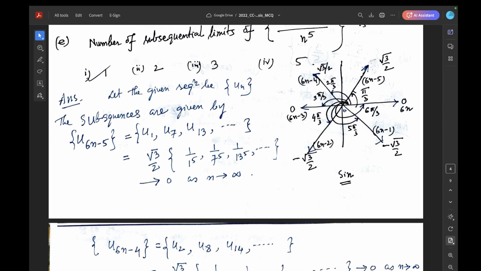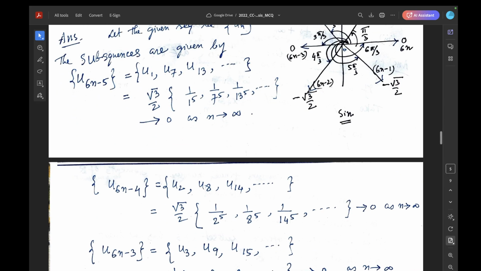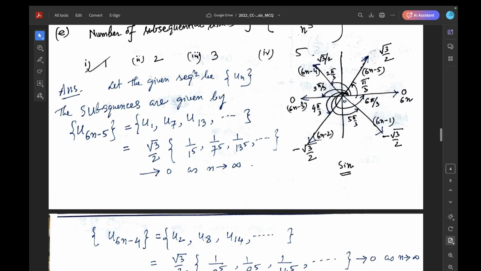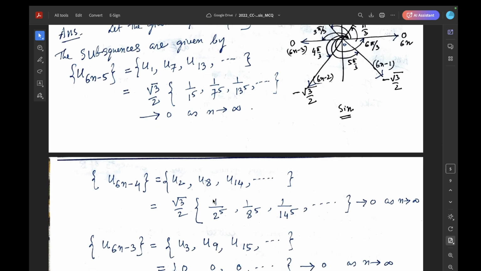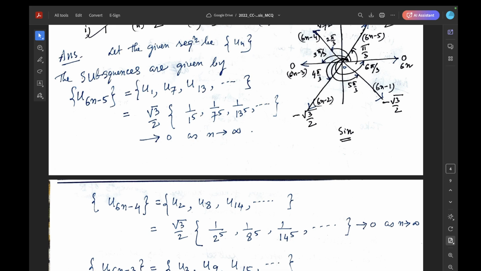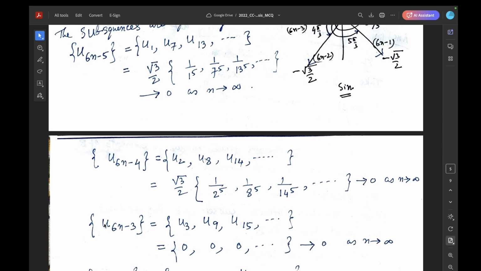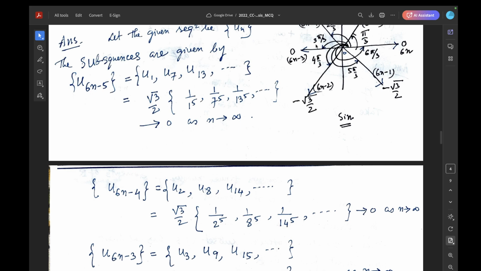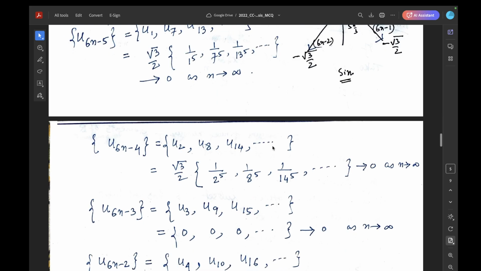And for u6n minus 4, that is u2, u8, u14 and so on, sine n pi by 3 is root 3 by 2, and we get 1 by 2 to the power 5, 1 by 8 to the power 5, 1 by 14 to the power 5, which tends to 0 as n tends to infinity. And for the subsequence u6n minus 3, the angle is 3 pi by 3, so the sine is always 0. So u3, u9, u15 and so on are always 0, tending to 0 as n tends to infinity.